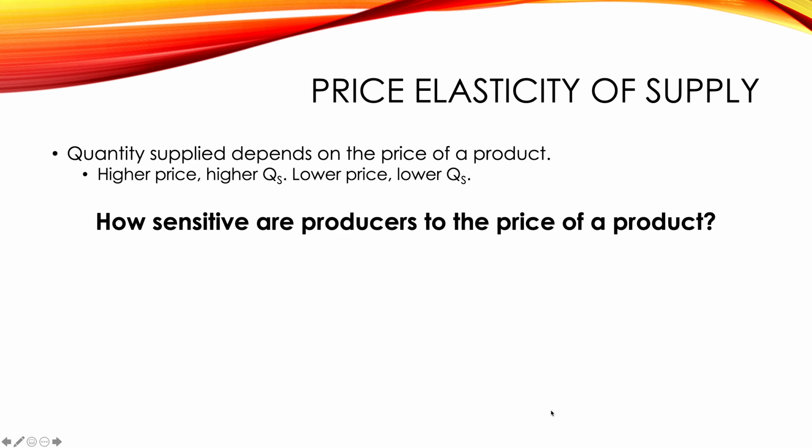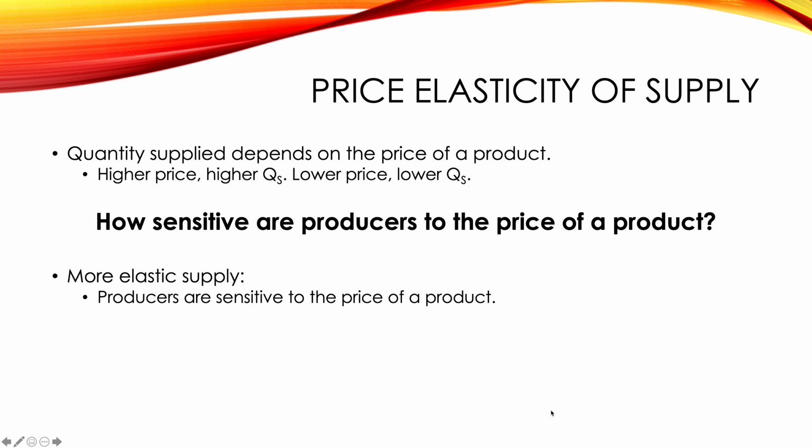So if a firm has a more elastic supply, what that means is producers are very sensitive to the price of a product. So when the price of that product changes, it's going to cause a big change in quantity supplied, right? Either they're going to make a lot more of the thing or a lot less of the thing. They're very reactive. They're very sensitive to a change in the price.